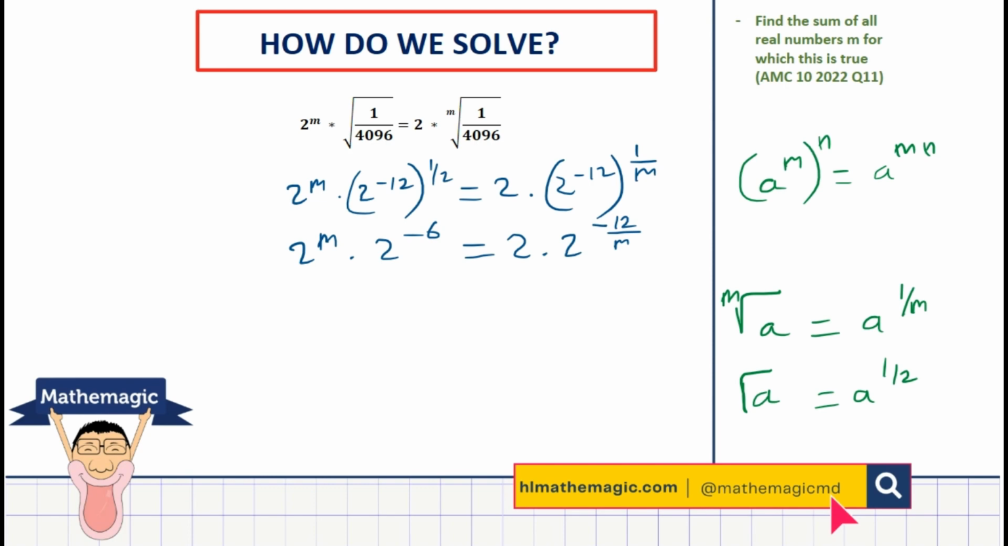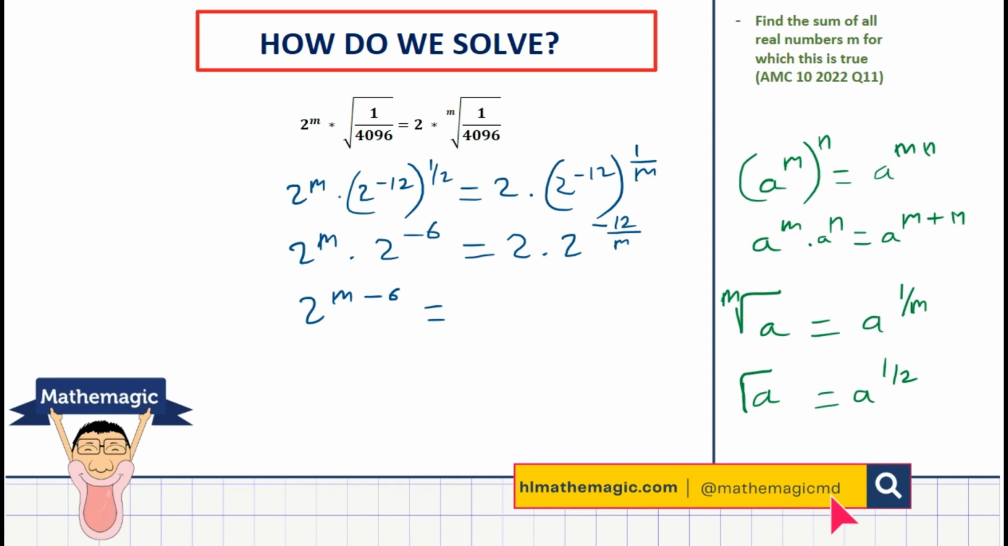We still need to do one more thing here, which is add the powers. We can do that by saying that a to the power m times a to the power n is equal to a to the power m plus n. So we can add the powers. Using this rule on the left hand side, we get 2 to the power m plus negative 6, which means 2 to the m minus 6.